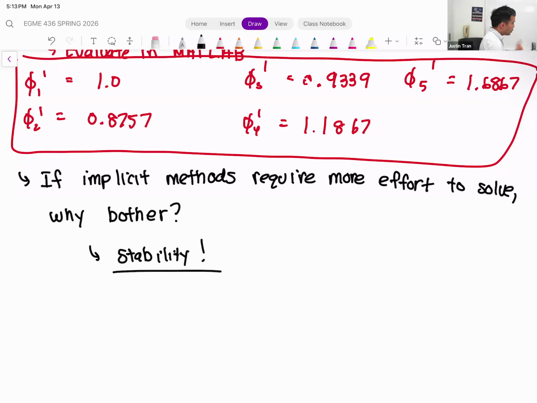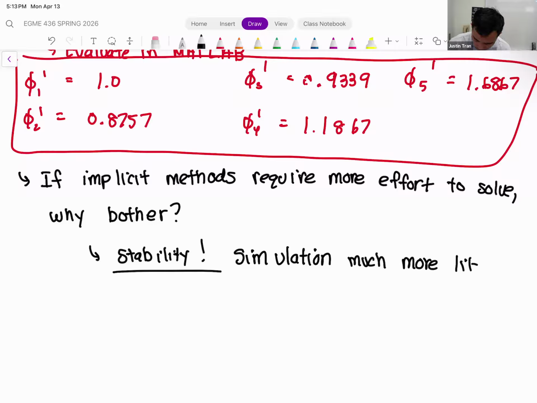So with implicit methods, you do have to put in a lot more computational effort to solve implicit problems. But the prize that you get from this is that your simulation is much more likely to be stable. It's not going to diverge. It's not going to do crazy stuff. So stability is an interesting thing.